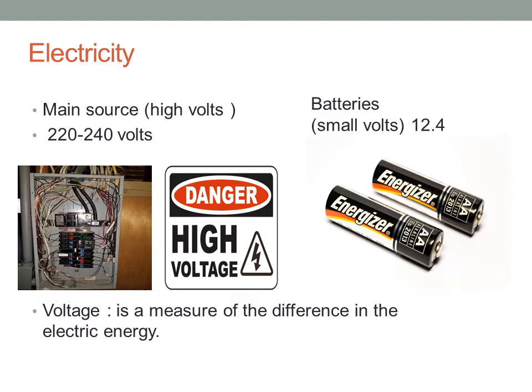Okay, but we have the batteries here. The batteries give us small volts. I can use them in a toy, in a remote control, or something like this. It's only 12.4 volts. But the main source is high volts, 220 to 240 volts. Okay, this is so dangerous.